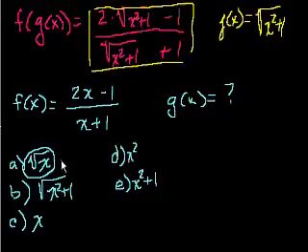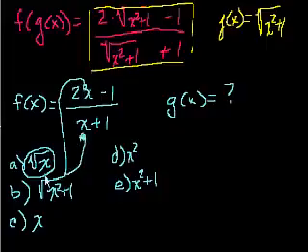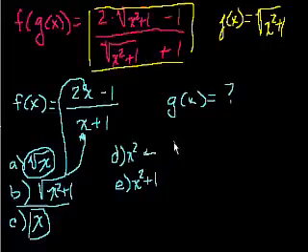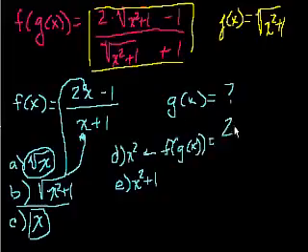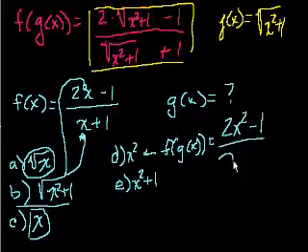Then if you took this expression and replaced it for x everywhere, you would get this expression. So you would know that this would have been the answer. If you just replaced x with x, you would just get this over again, which does not equal this, so that doesn't work. If g of x was this, then f of g of x would be, everywhere where you see an x, you would put an x squared, so it would be 2x squared minus 1 over x squared plus 1, which does not equal this.